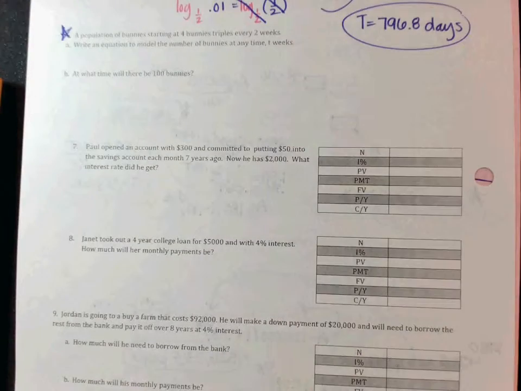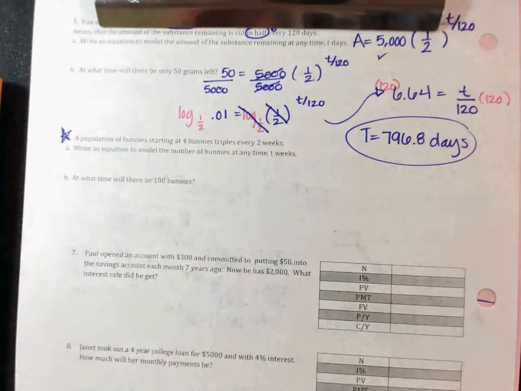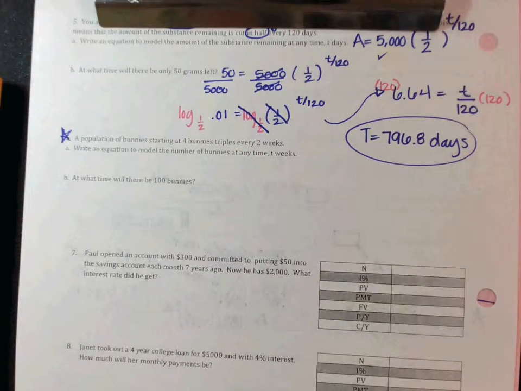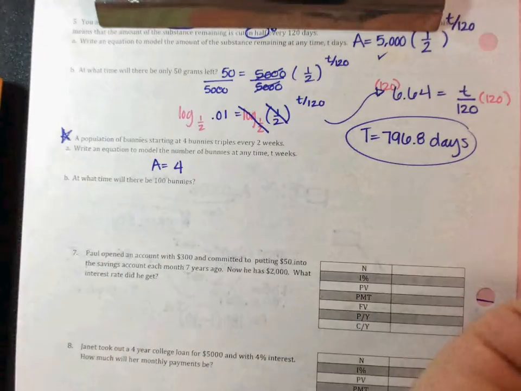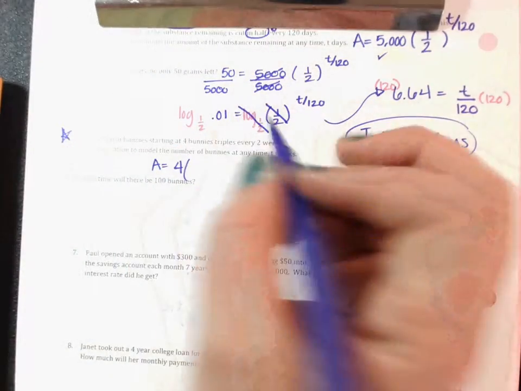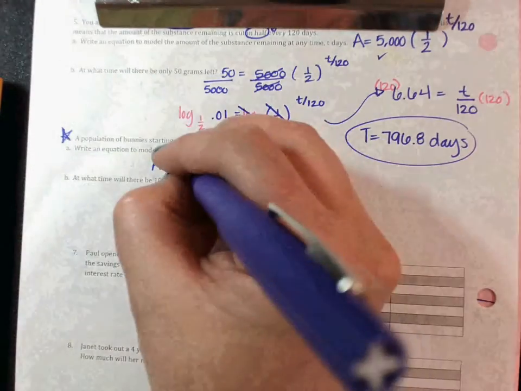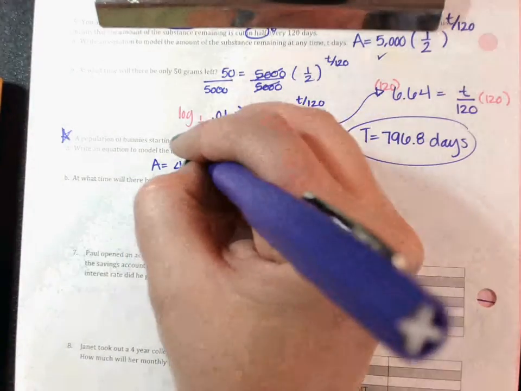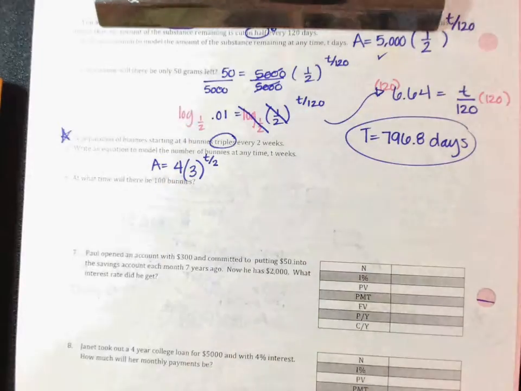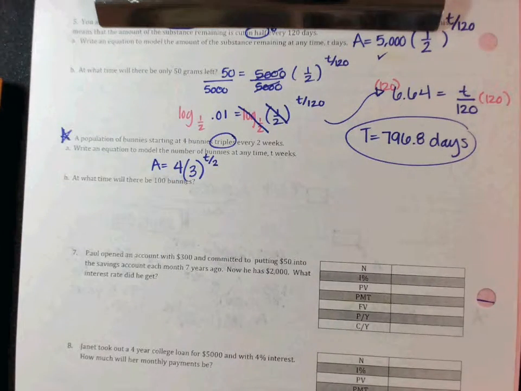Okay, I'll give you a second to set it up before we move on. It says my population of bunnies starting at 4 bunnies triples every 2 weeks. A equals what? 4. Then what's my ratio? What's happening to it? It's tripling, so my base is a 3. And then how often is it happening? Every what? T over 2, because it's not happening every week, it's happening every 2 weeks. Okay?